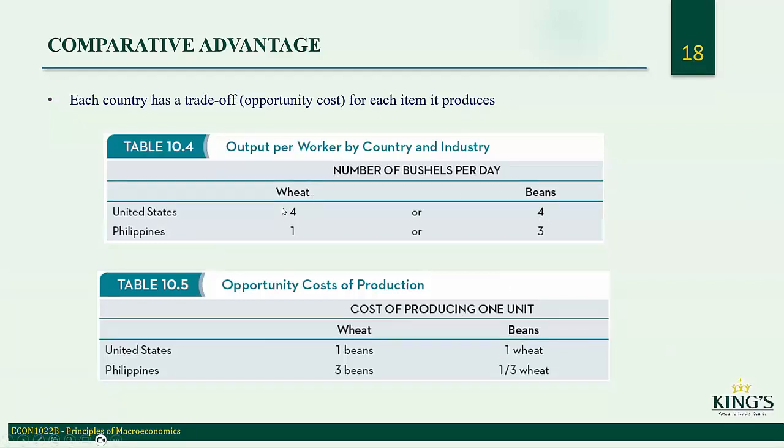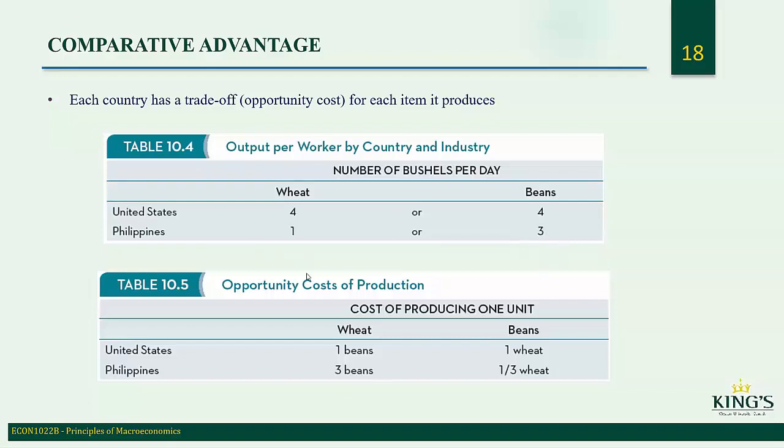Now, if we look at the Philippines, if the Philippines produces 1 unit of wheat, well, they would be giving up 3 units of beans. So again, if they grow 1 unit of wheat, they could have used those resources and made beans, right? So they'd be giving up 3 units of beans. If they grow beans instead of wheat, then they're only giving up 1/3 of a unit of wheat, because each unit of labor can make 3 beans. So if you use that labor to make beans, you'd be able to make 3 units of beans, and you'd only be giving up 1/3 of wheat.